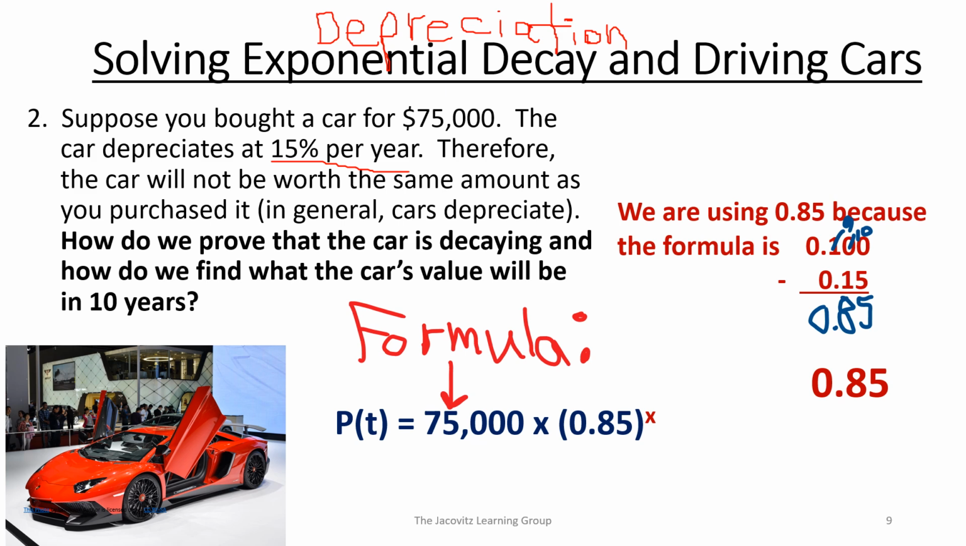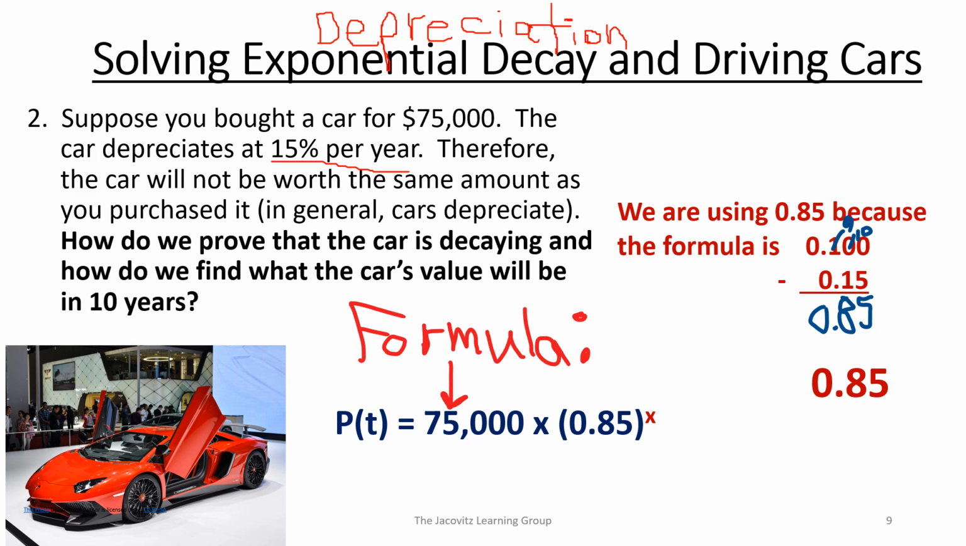And so if this is your question, suppose you bought a car for $75,000. The car depreciates at 15% per year, therefore the car will not be worth the same amount as you purchased it. And I just put this in general, cars depreciate. This car here, I think, is a Lamborghini Murcielago. It does not depreciate as much as a car like the Honda Civic does, and the Honda Civic is one of the better cars as far as lasting as compared to what Rob Report and some of the other sources say. But here's the situation. Whether it does or not, in general, they depreciate, they go down, because once you drive a car, it's just like anything else, it becomes used.